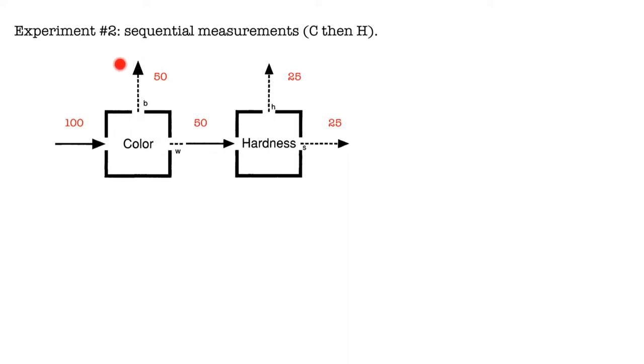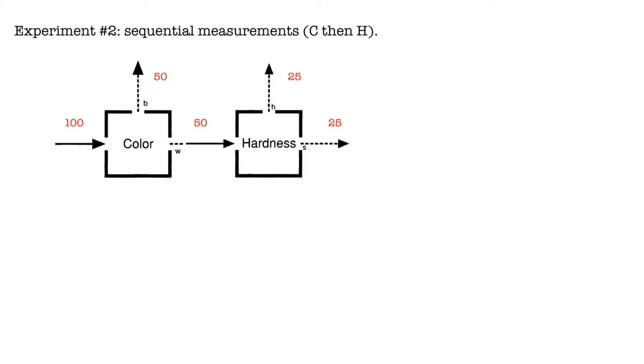We ignore the 50 blue, we just let them get absorbed somewhere and we don't see them again, but we focus on these 50 white electrons. When we send those white electrons into a hardness box, we get the following output: 25 hard and 25 soft. So half of the time a white electron is measured soft, and the other half of the time the white electron is measured hard. So what that tells us is a white electron has a 50% probability of being measured hard and a 50% probability of being soft.